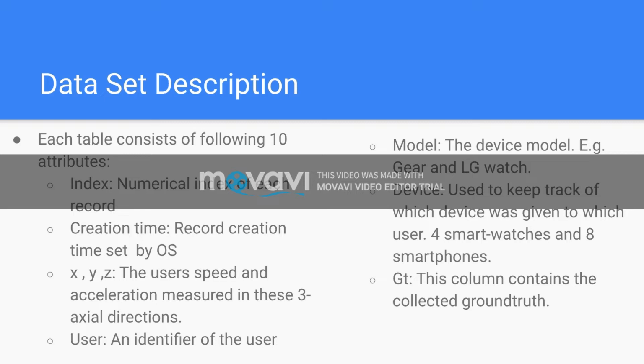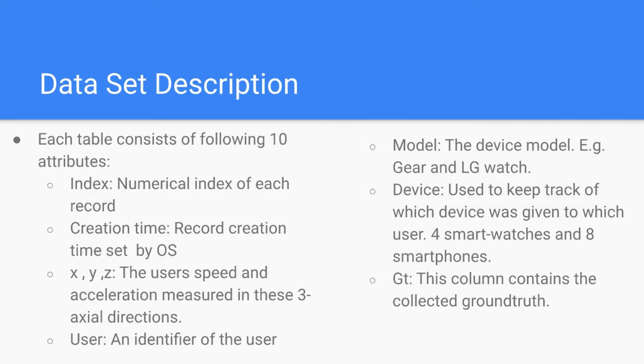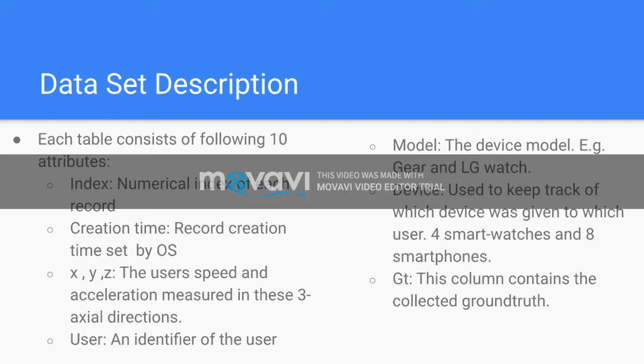Device is used to keep track of the device which was given to a user. The devices were 4 smartwatches and 8 smartphones. The last column is the ground truth. It contains the human activity that the person was performing while the data was being recorded.